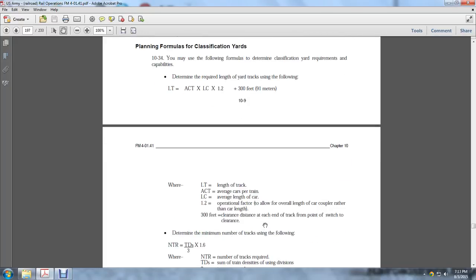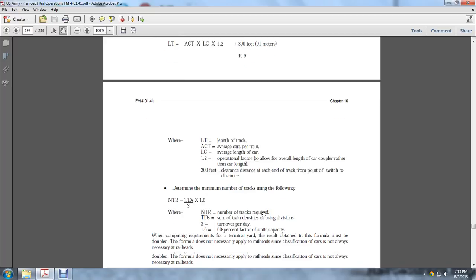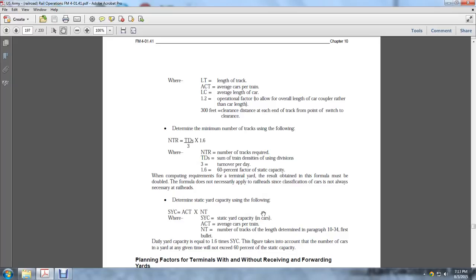Determine the minimum number of tracks using the following. NTR, the number of tracks required, equals the train density divided by 3 turnovers per day, times 1.6, the 60% factor of the static capacity. When computing the requirements of a terminal yard, the result of the formula must be doubled. The formula does not necessarily apply to the railhead since classification of cars is not always necessary there. Determine static yard capacity using the following. SYC, the static yard capacity in cars, equals the average cars per track times NT, the number of tracks determined in the previous paragraph.